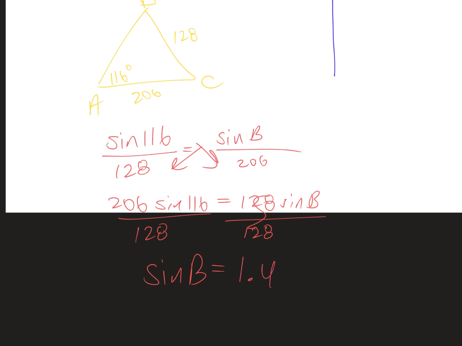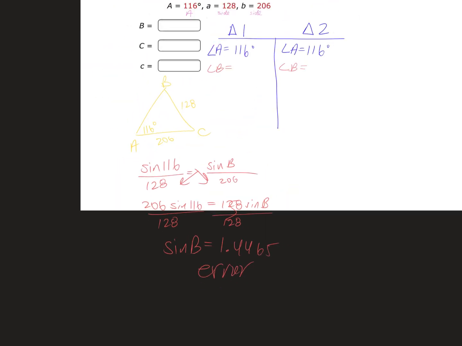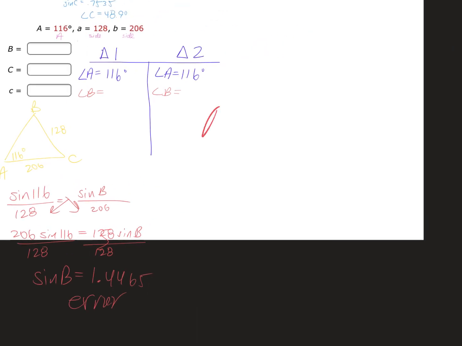Y'all get 1.4465. Okay, so second sine, second answer. If you guys don't know that little shortcut or whatever, let me know and I'll show you. All right, second sine, second answer. What's your calculator say? It says error. What does that mean? There's no triangle. Your answer here would be no triangle.